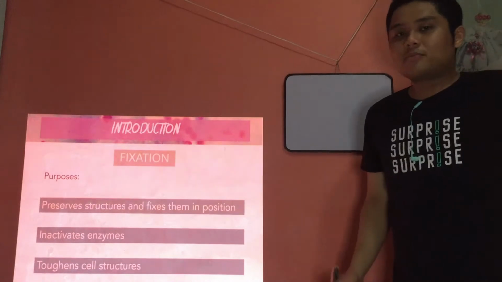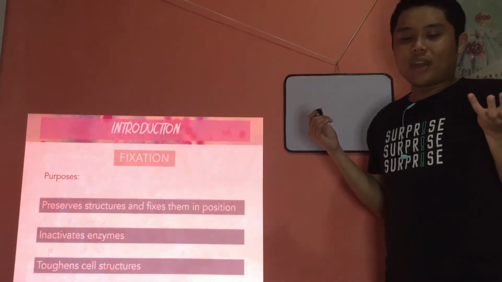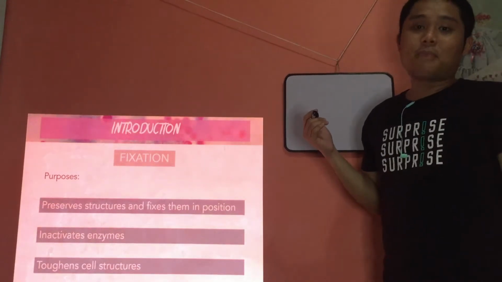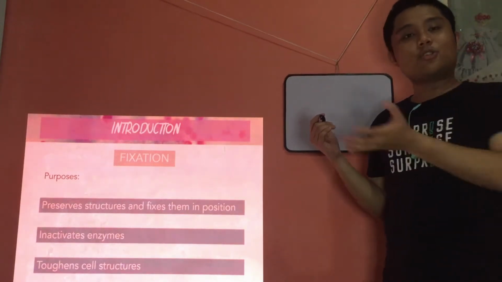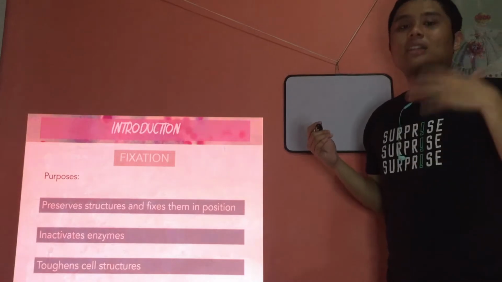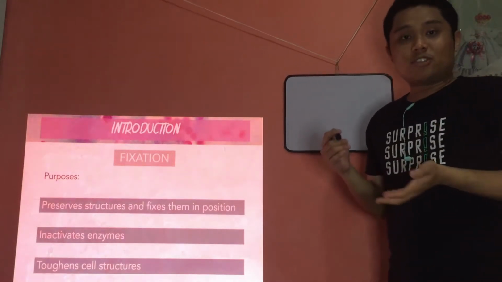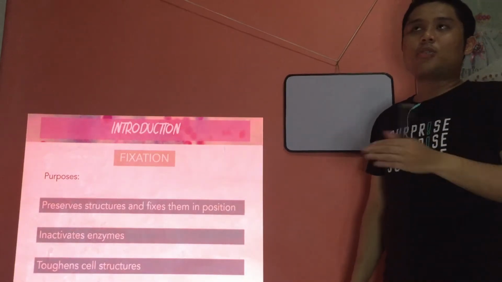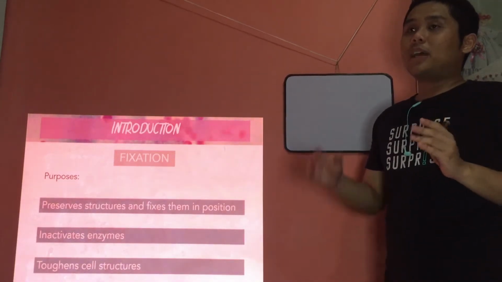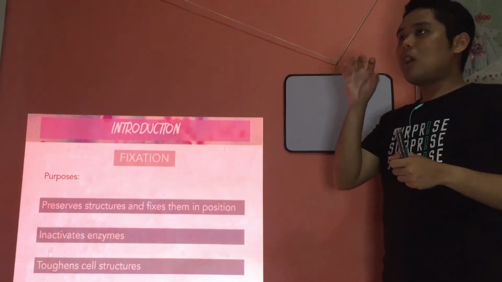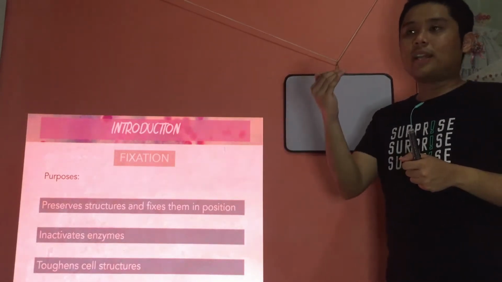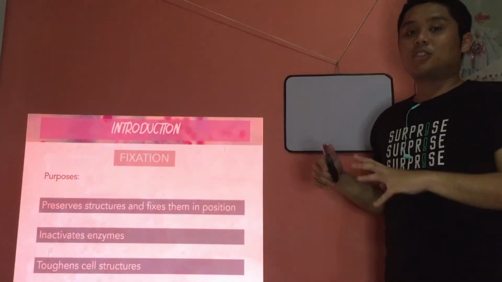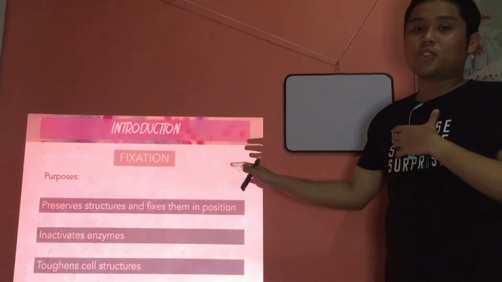And what's the consequence if the organism deteriorates? You cannot see anything under the microscope, which would eventually lead to misdiagnosis and not accurately diagnosing the disease of the patient. And fixation also fixes them in position, for the same reason: we don't want the organisms on the smears to wash out during the staining procedure. That's why we need to fix them in position. That's the first purpose of fixation.